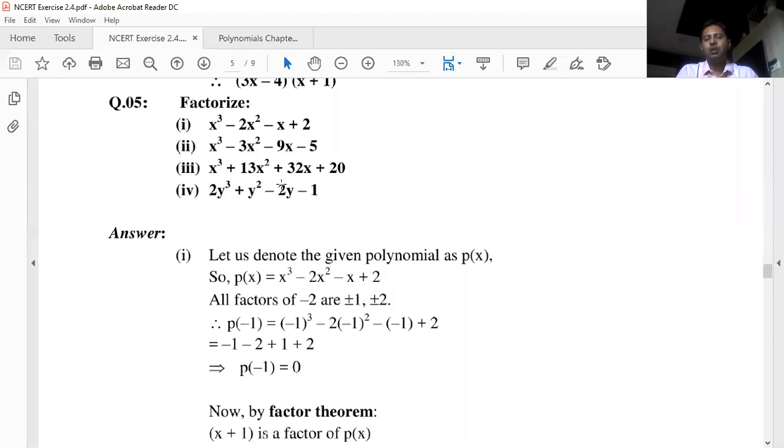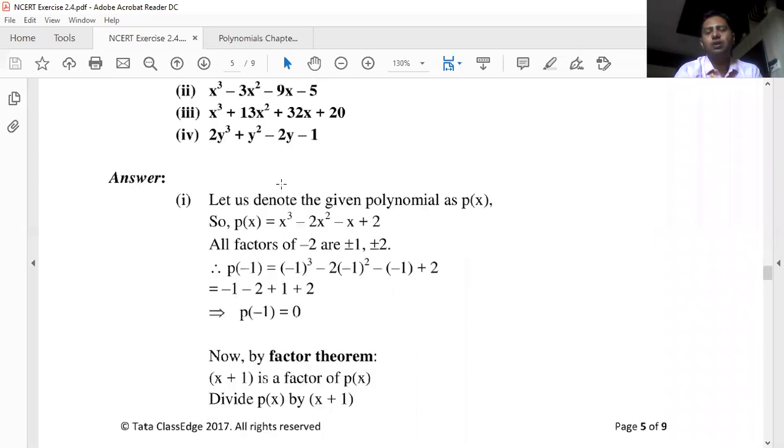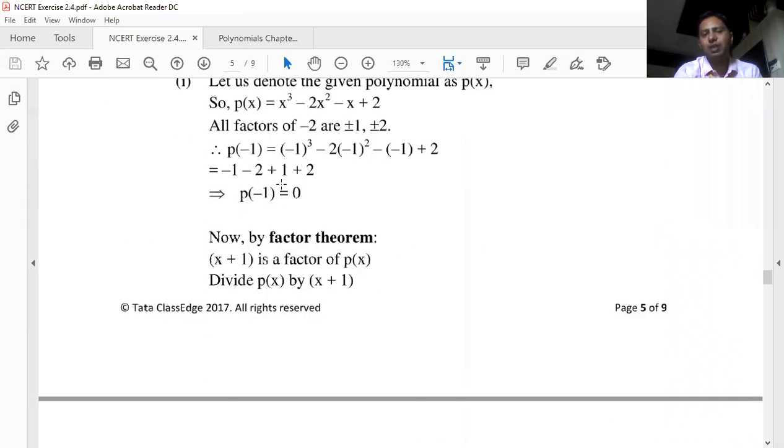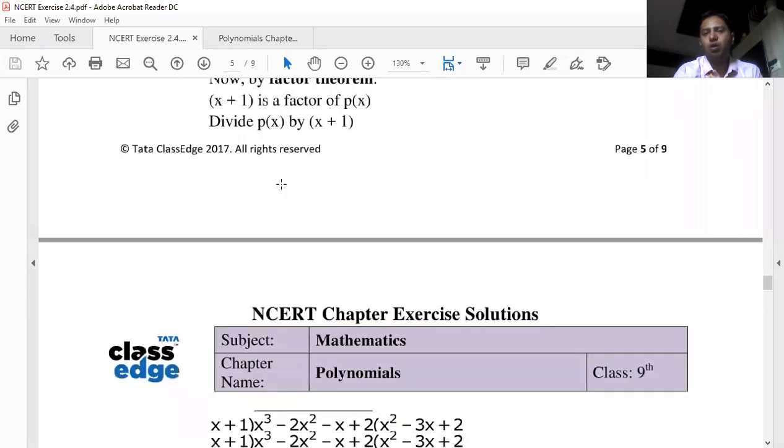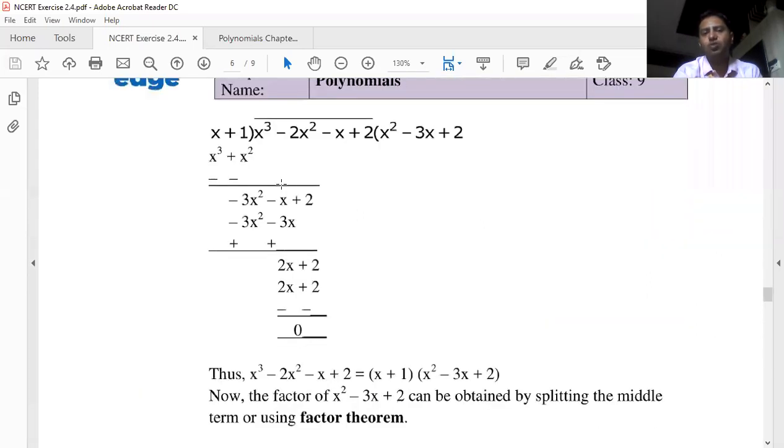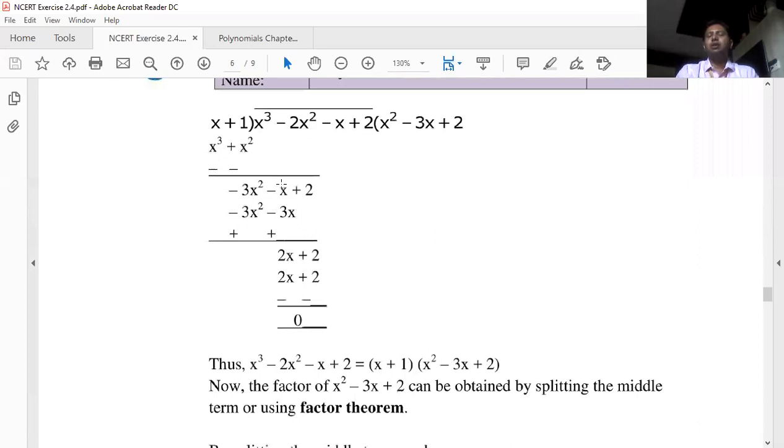What does it mean? If P of minus 1 is 0, it means x plus 1 is one of the factors of the given polynomial. If x plus 1 is the factor, we need to divide the given polynomial, x cube minus 2x square minus x plus 2, using the long division method to find the other factor, because the dividend is equal to divisor into quotient plus remainder.